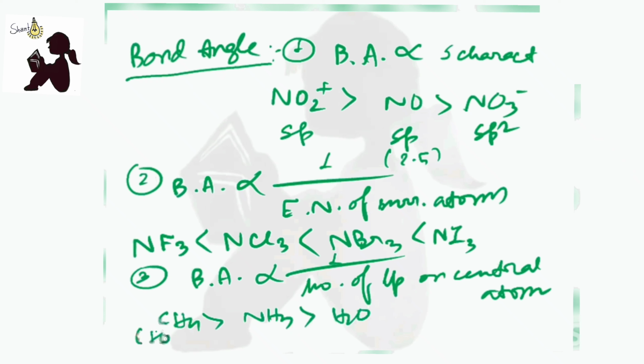So CH4 has typical tetrahedral shape, so it has 109.28 degrees. So you all know NH3 shape gets distorted. So it has 107 degrees and H2O has 104.5. Okay. So it is the thing here. So here bond angle is also discussed.